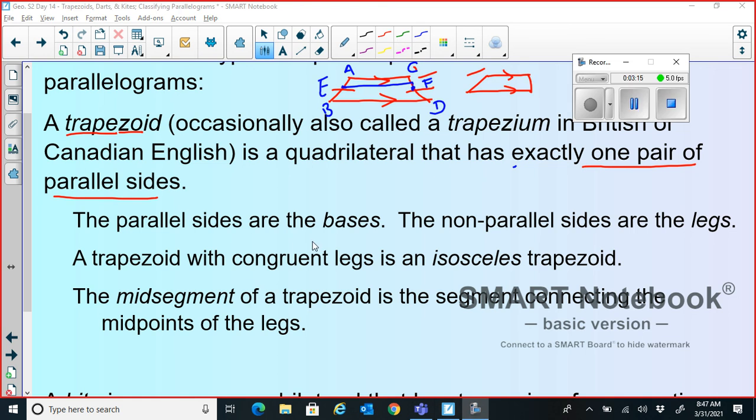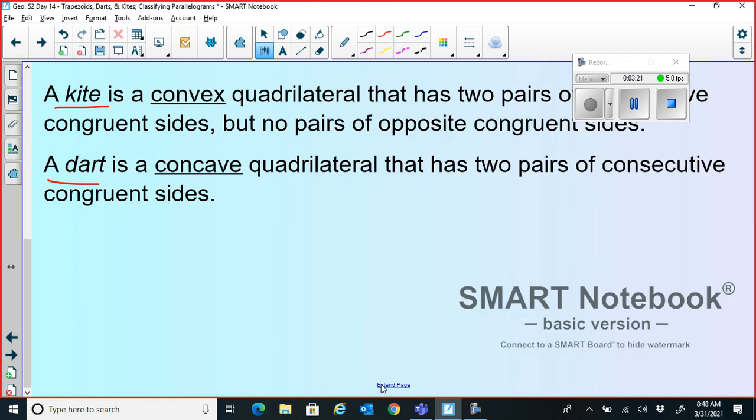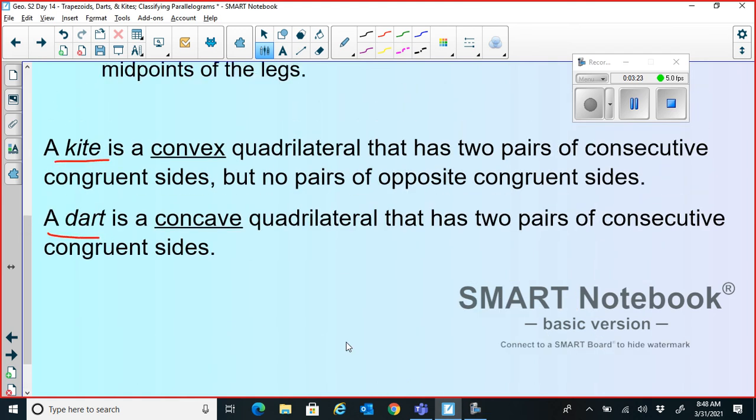Okay, let's see the next definition, that is of kite. A kite is a convex quadrilateral that has two pairs of consecutive congruent sides but no pairs of opposite congruent sides. What does that mean? A kite is of this particular form.